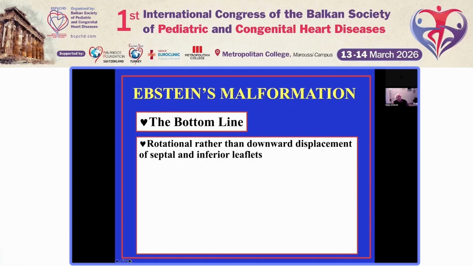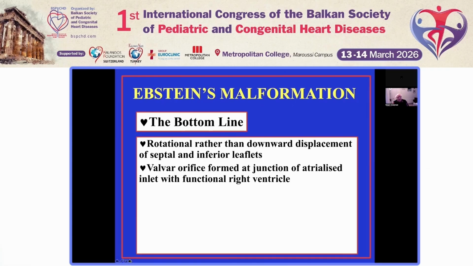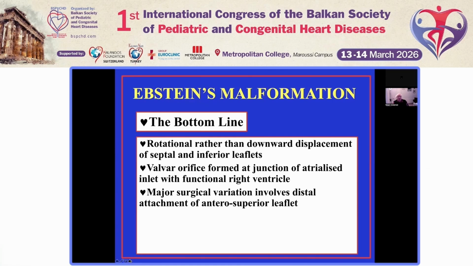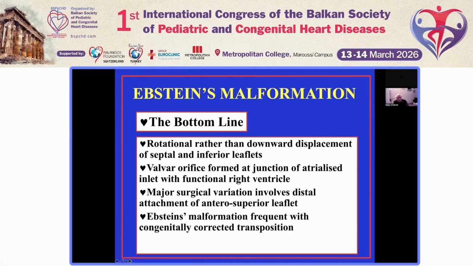with involvement of those septal and inferior leaflets. And as a consequence, the valvar orifice looks from the junction of the atrialized inlet directly into the functionally right ventricle and usually is seen as a keyhole. But the major surgical variation involves the anterosuperior leaflet, and oftentimes that is also abnormally muscularized. Remember, the malformation can be frequent with congenitally corrected transposition, but do not forget the associated malformations.